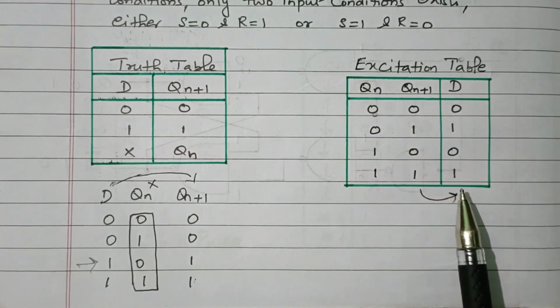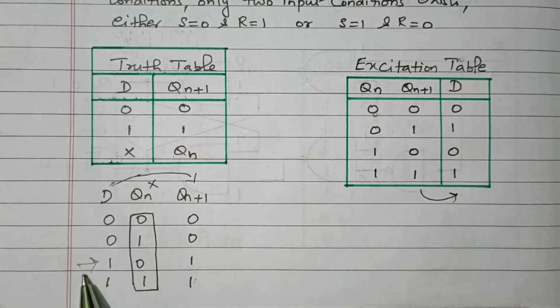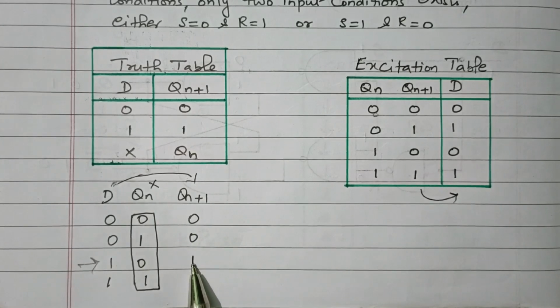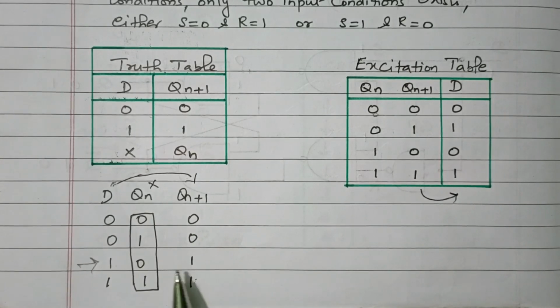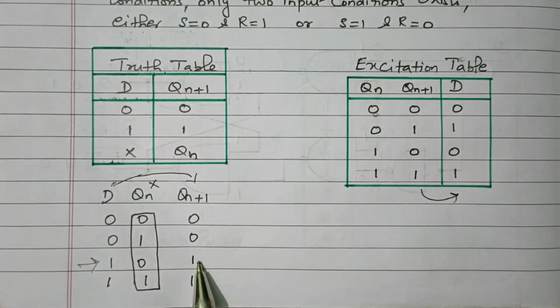Now we'll see one example. We will verify with the logical diagram. We'll take this input: D is 1, Qn is 0, present state is 0. Qn plus 1 should be 1, changed from 0 to 1, right? D input is 1, output is 0, that should be changed to 1.